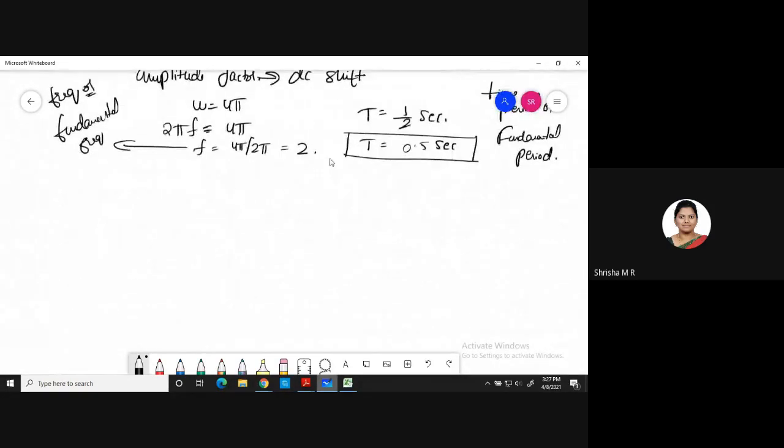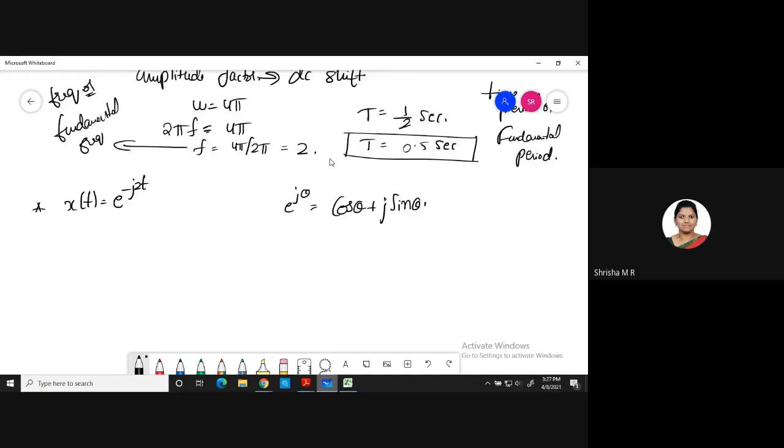So take down the next problem. So x of t is equal to e power minus j2t. So what form is this? Exponential. It is e power j theta form, right? So what is e power j theta? Cos theta plus j sin theta. So here you have e power minus j 2t.